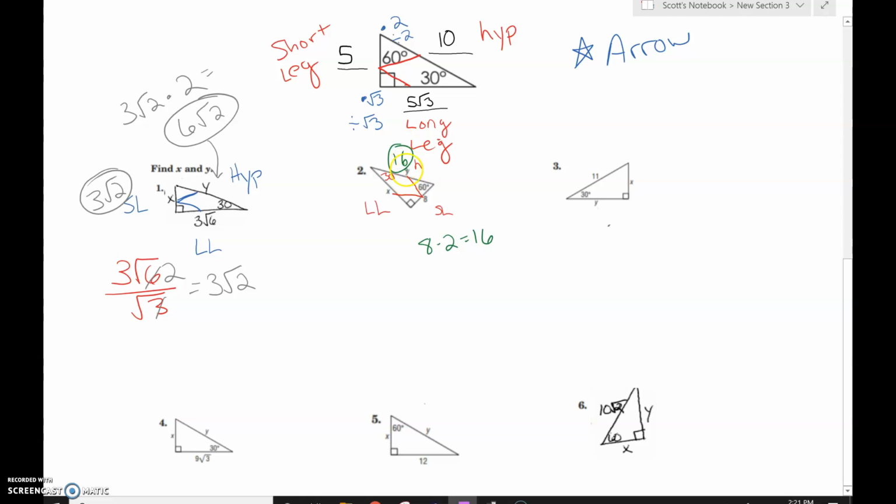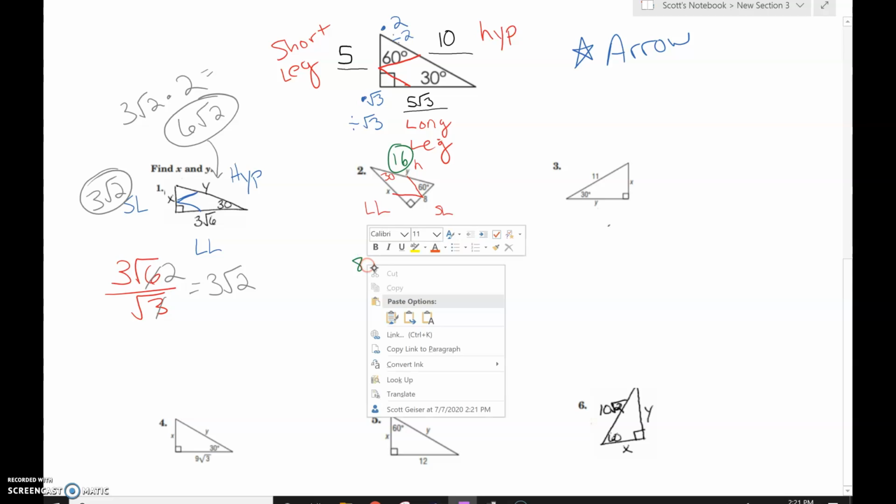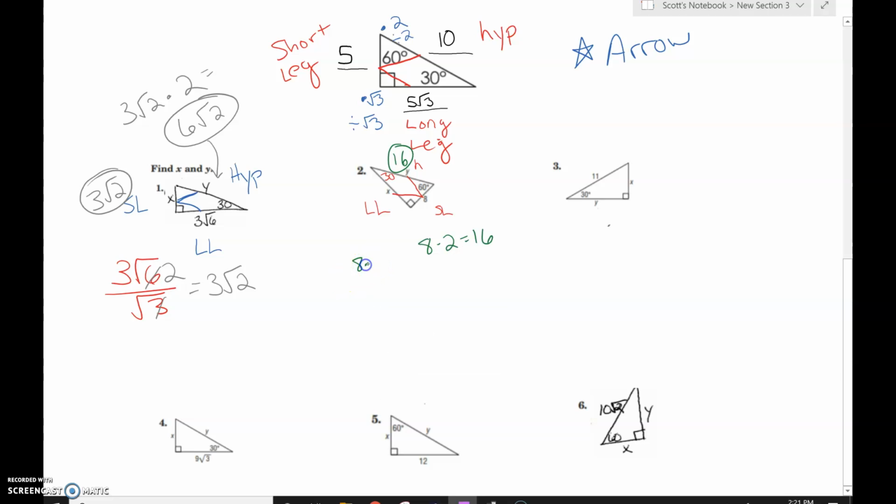Okay. Now, I can't really go straight from the hypotenuse to the long leg. There's no line that connects it, so I need to go the other way: short leg to long leg. If I start here at the 5 and go to the 5 square root of 3, is my number getting bigger or smaller? Bigger is multiply, smaller is divide. It's getting bigger, so I'm going to take 8 times the square root of 3 to get 8 square root of 3.